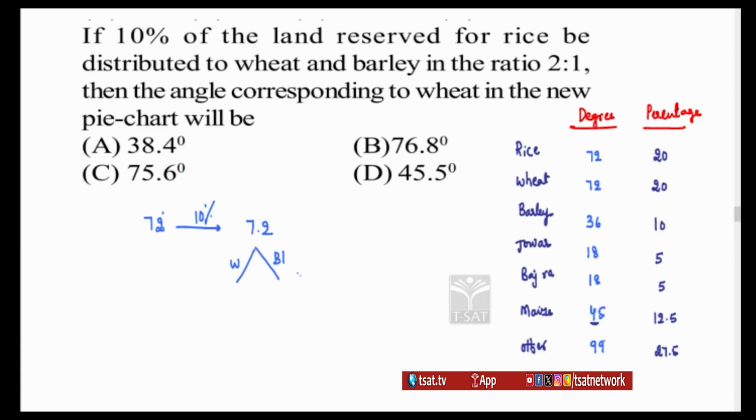In the ratio 2:1, 3 parts is 7.2 means each part is 2.4. Therefore, 2.4 into 2, 4.8, 2.4 into 1, 2.4. I am distributing 7.2 in the ratio 2:1, ratio should be clear, right? So, now wheat gets how many degrees extra? So, here 4.8 degrees extra, but wheat already has 72 degrees. Therefore, in new graph, the degrees which represent wheat is going to be 72 plus 4.8, that is 76.8 degrees. So, your answer is 76.8 degrees, option B here.